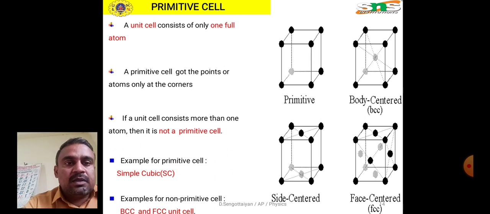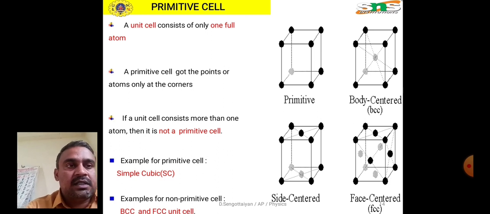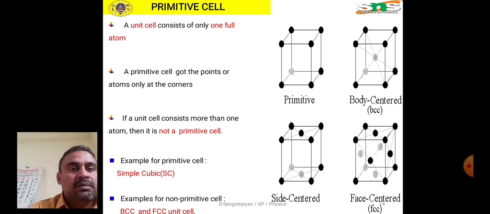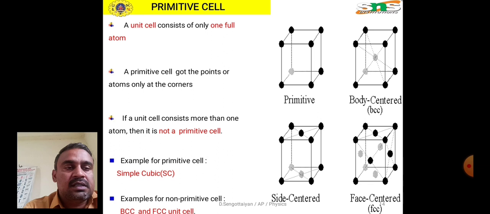An example of a primitive cell is simple cubic. Basically, the simple cubic structure has only one lattice point and only one atom, with lattice points at the corners only. The examples for non-primitive cells are BCC and FCC, where there are lattice points in addition to the corners.